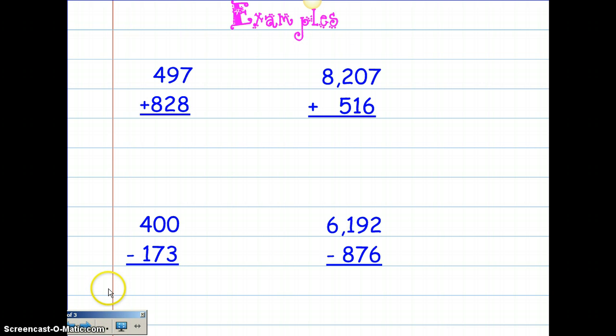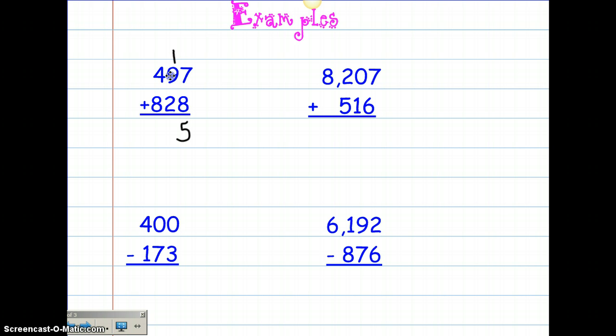Let's do some examples of some addition and some subtraction problems. First, we're going to start with addition. Always, always, always with addition and subtraction, start in the ones place. This is the ones place. So since we're adding, we're going to do what is 7 plus 8. 7 plus 8 is 15. I'm going to write the 5 down and I'm going to carry the 1.